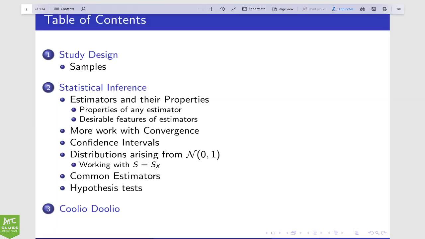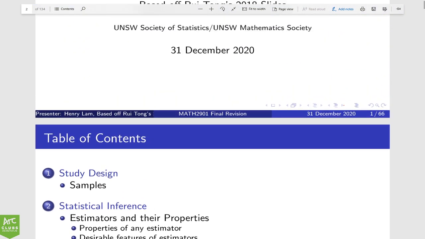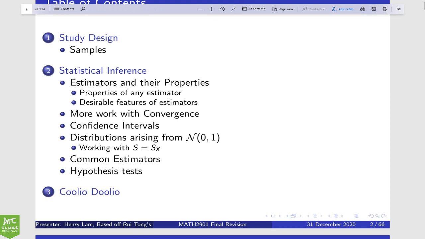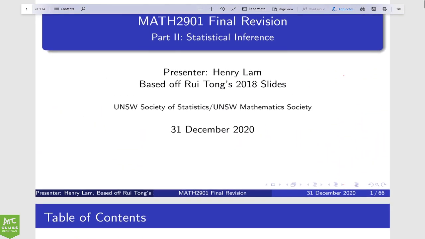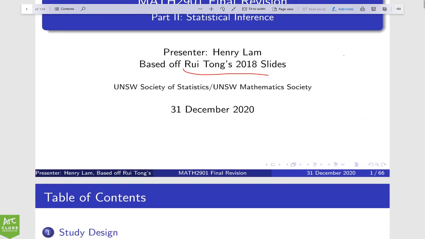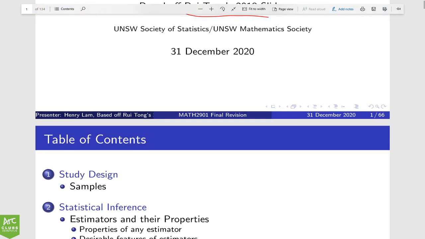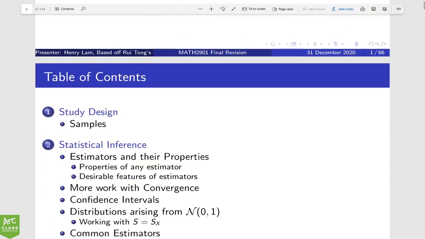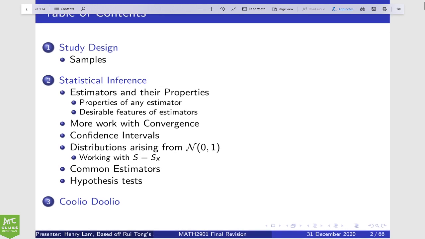Alright, so welcome everyone to the second half of MATH2901. This part of the course is about statistical inference. And credits to Rory for his slides. It's mostly his, but I added some things just to make it more 2901. And as you can see, it's mostly statistical inference.